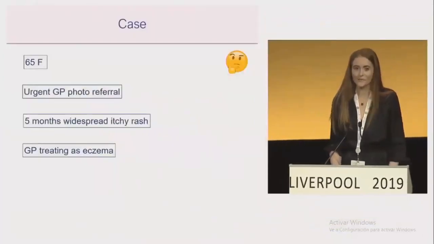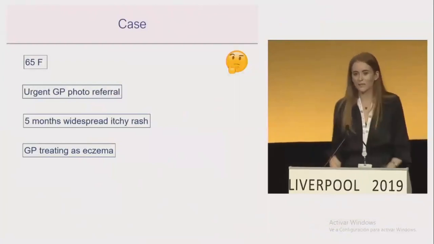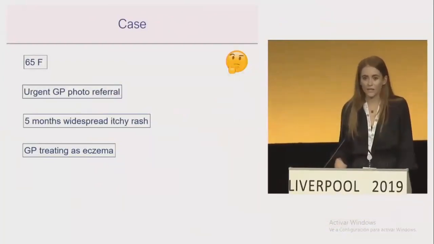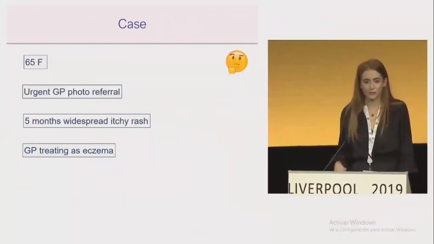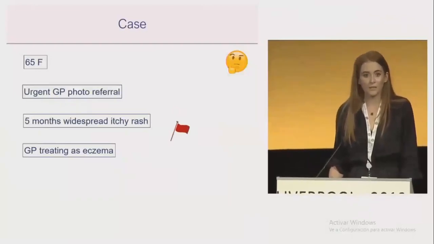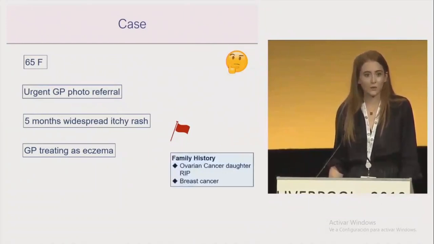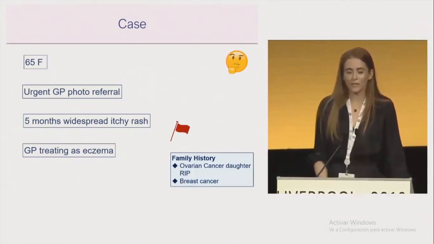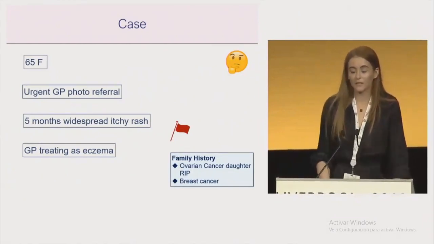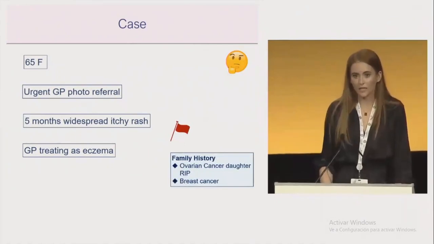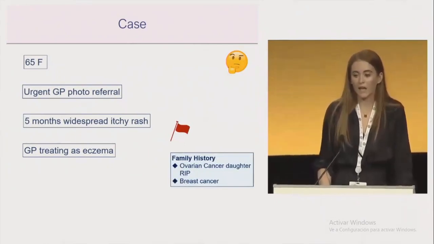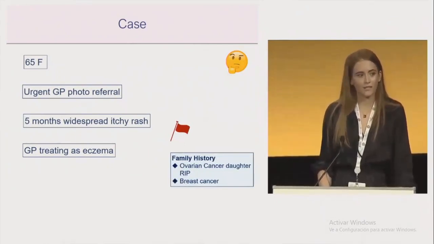This is the case of a 65-year-old female who presented to us last July with a 5-month history of a widespread itchy rash. Her GP had been treating her in the community as eczema. This lady was a previously healthy, non-smoker, non-drinker, taking no regular medications. It's important to note that this lady had a significant family history of cancer. So her daughter died of ovarian cancer at age 16, and 2 of her sisters had breast cancer in their early 50s.